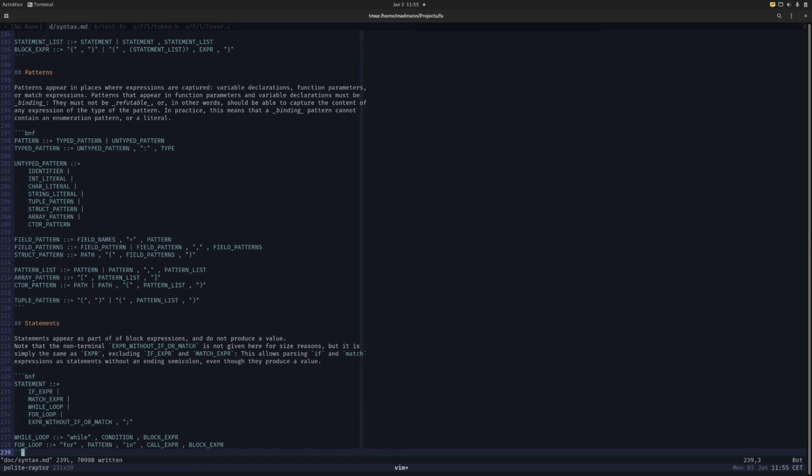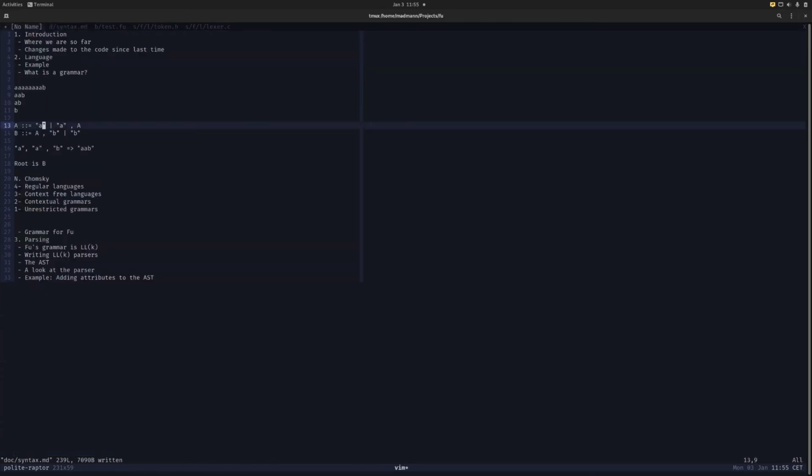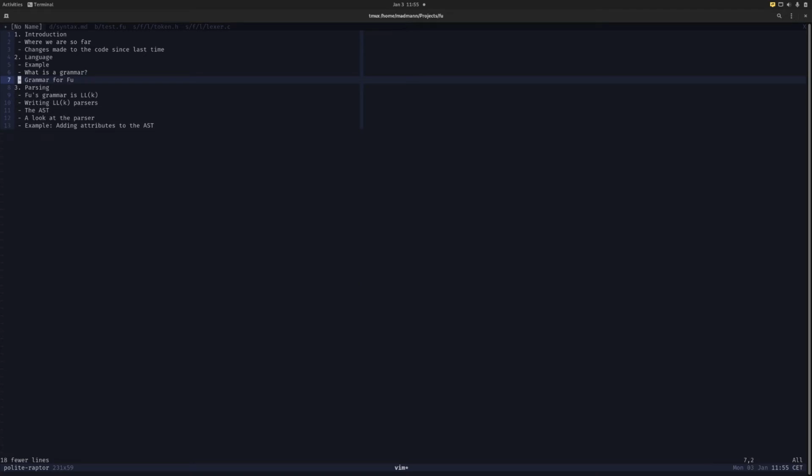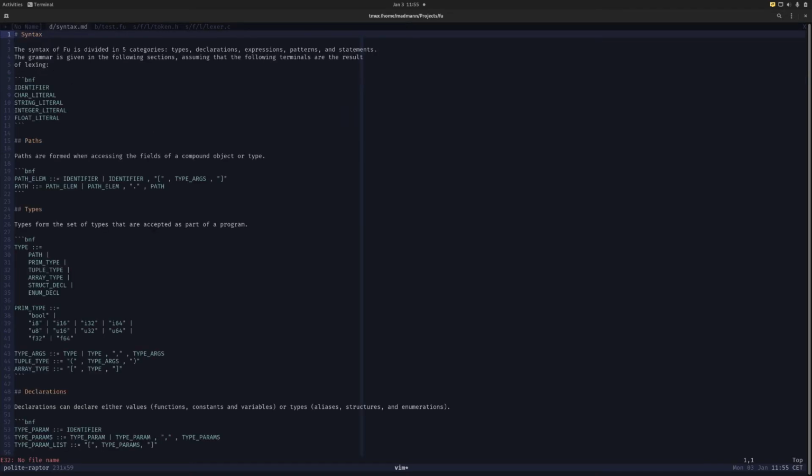That's it. So we have explained the entire syntax. I think it makes the parser maybe clearer, hopefully. And now that I've explained how grammars work, I can explain how we're going to parse it. So this grammar that I've written here is LLK, and it's an important property.